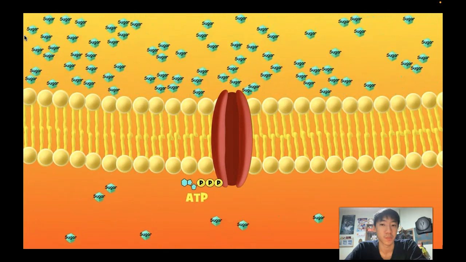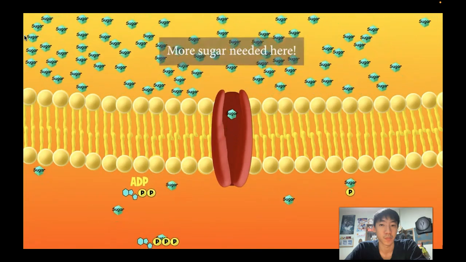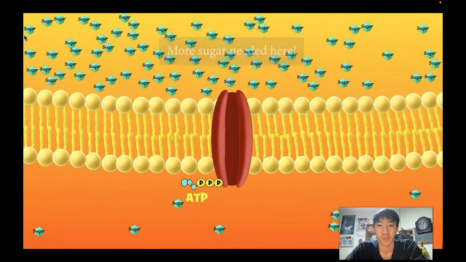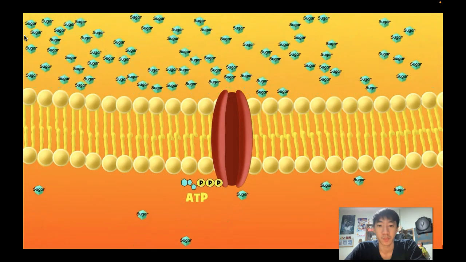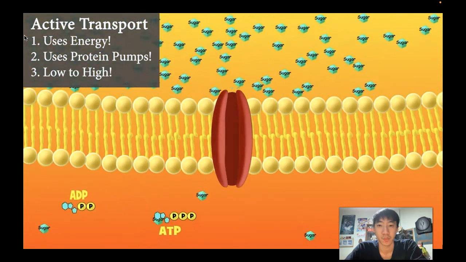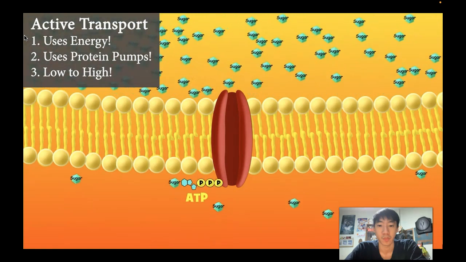In our sugar example, for instance, you might need to pull more sugar into the cell, even if the environment has a lower concentration. In this situation, your cell would use active transport. Remember, active transport uses ATP energy and transport proteins to pump particles from low to high.